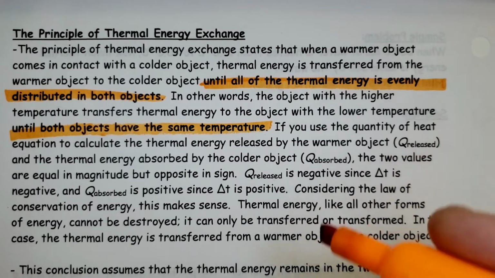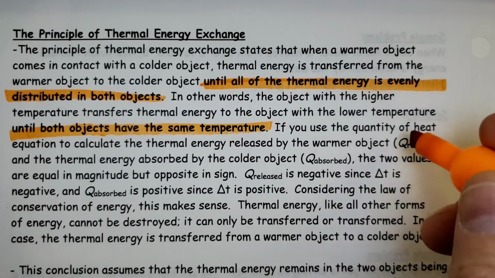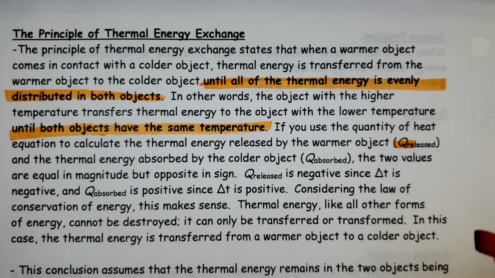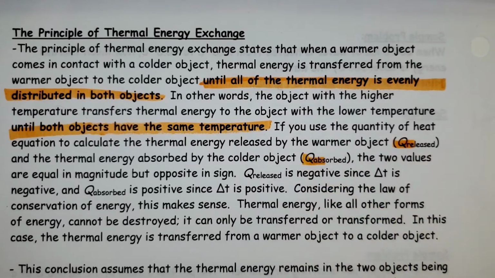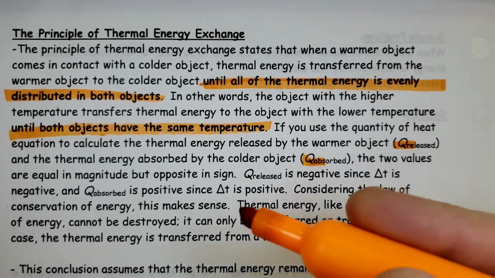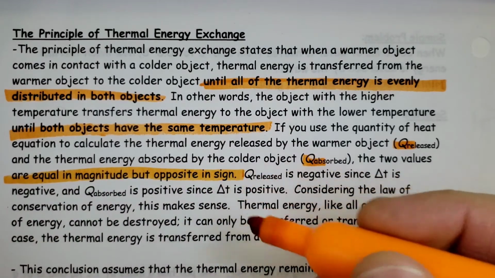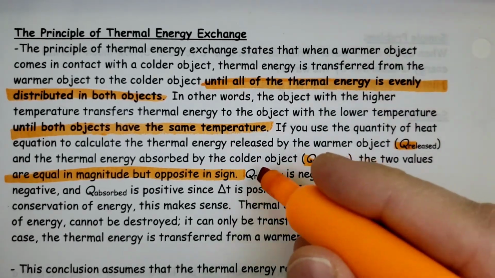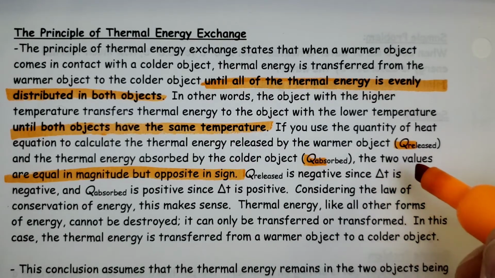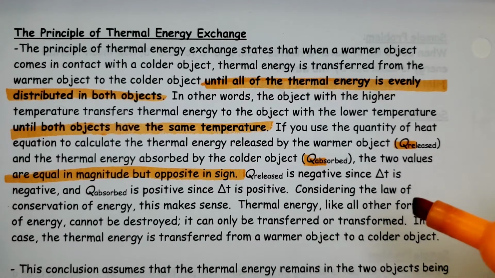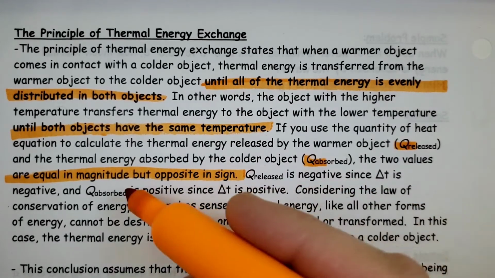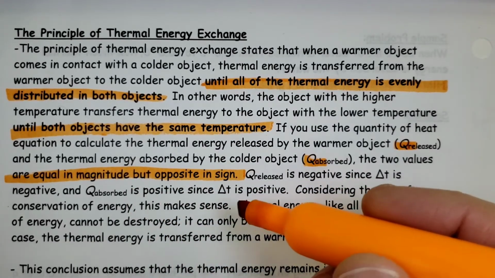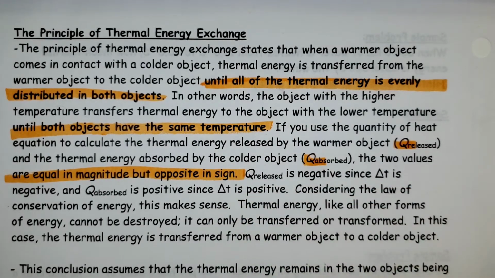If you use the quantity of heat equation, Q equals mc delta T from the previous video, to calculate the thermal energy released by a warmer object, and we looked at the amount of Q absorbed by the other object, they should be equal in magnitude, so equal in size, but opposite in the direction of energy. So one is going to be gaining, the other one is going to be losing. So Q released is going to be a negative answer since delta T will be negative because it's going down. The final temperature is lower than the initial. And the Q absorbed will be positive since delta T is positive. It'll go from a smaller temperature to a higher temperature.